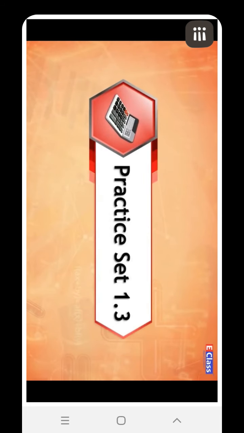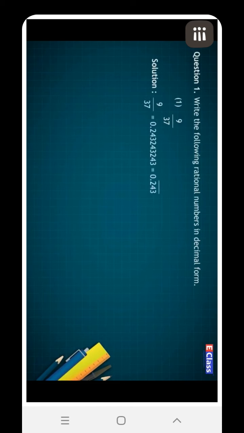Practice set 1.3. Question 1. Write the following rational numbers in decimal form. 1. 9 by 37. Solution. 9 by 37 is equal to 0.243243243..., which is equal to 0.243 bar.